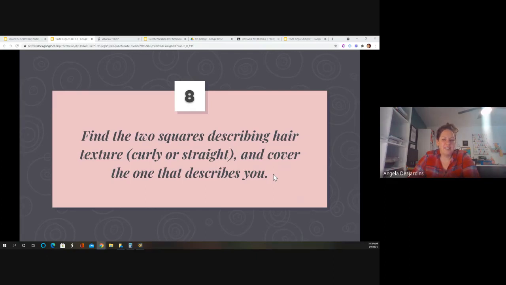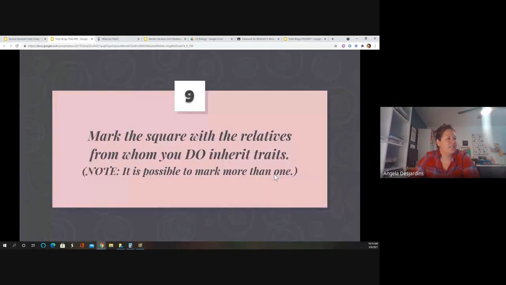Okay. Number 9. You're going to mark the square with the relatives from whom you do inherit traits. Okay, so who would you inherit traits from? So mark the ones that you do inherit traits from.